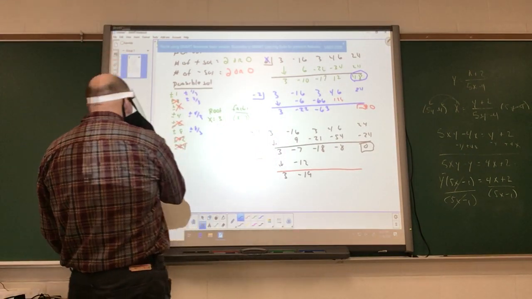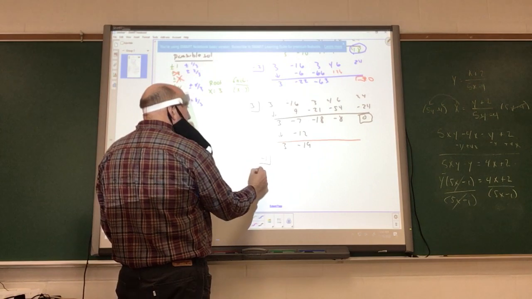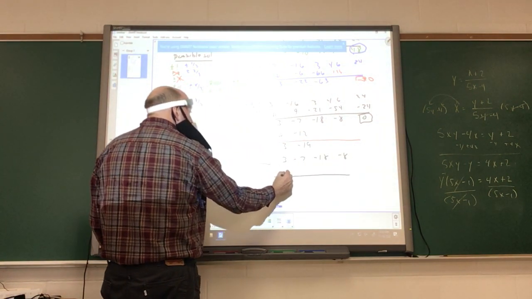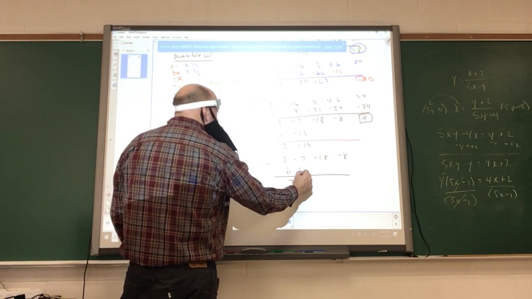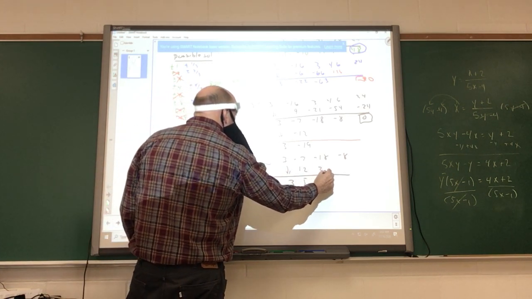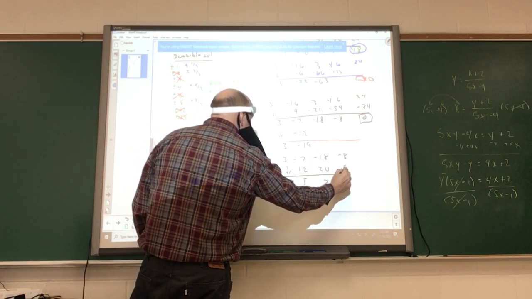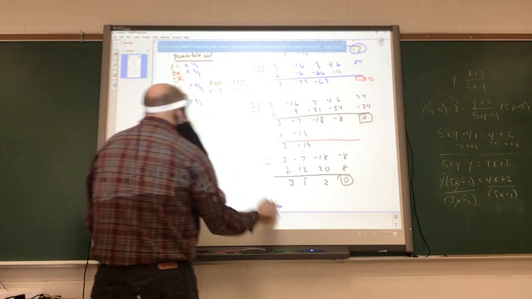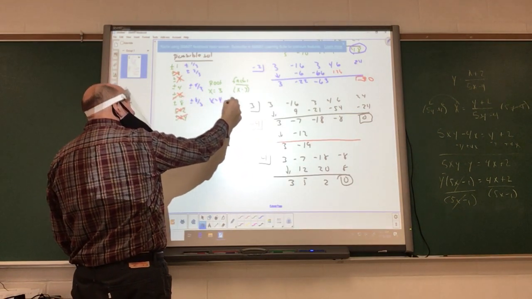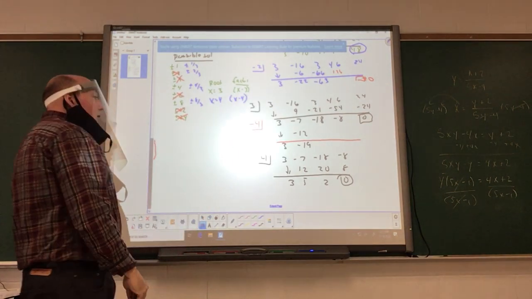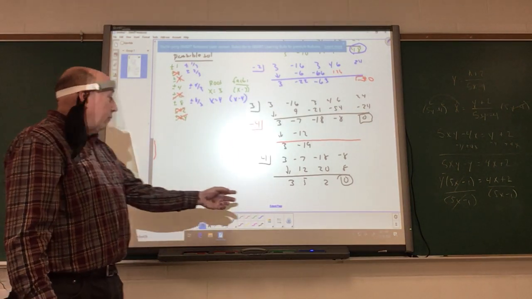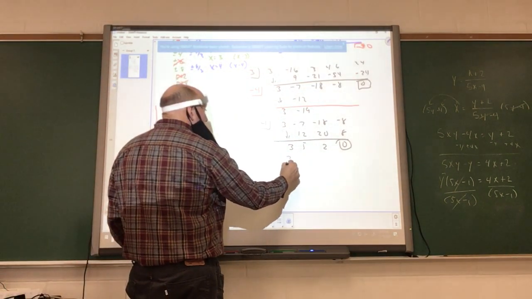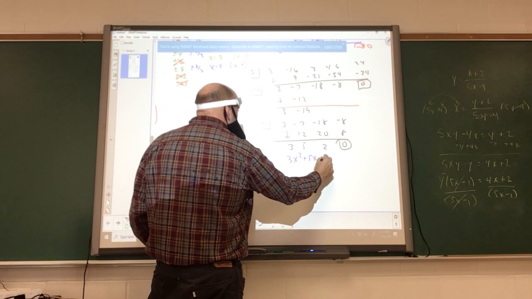My number's going to get really big, so let's take 4 and run 4 through it. 3, negative 7, negative 18, negative 8, 3, 12, 5, 20, 2, 8, 0. So we have x equals 4 is a root, x minus 4 is a factor. And at this point, I would factor this down. I wouldn't go through any more synthetic substitution. We have 3x squared plus 5x plus 2.